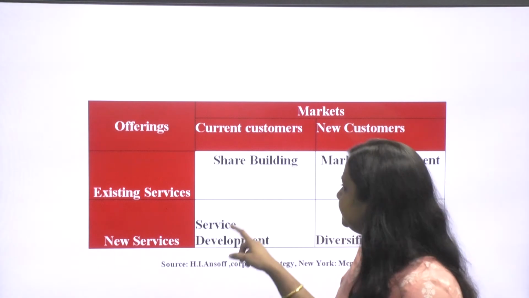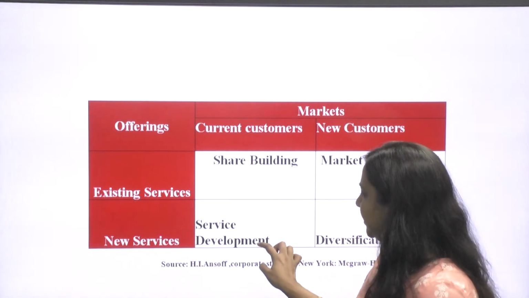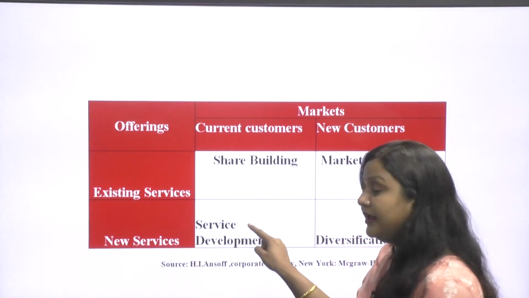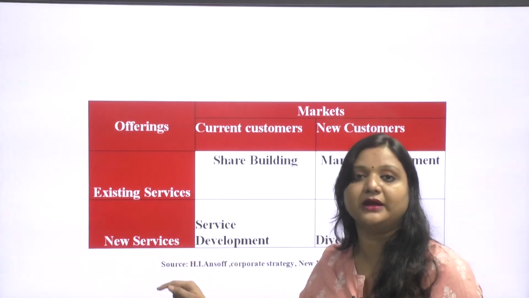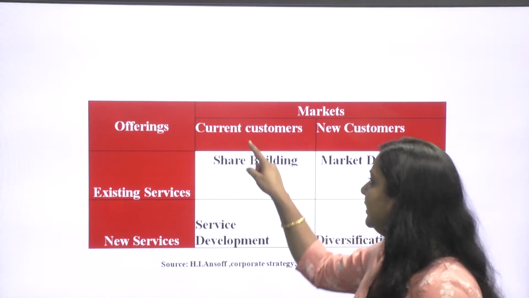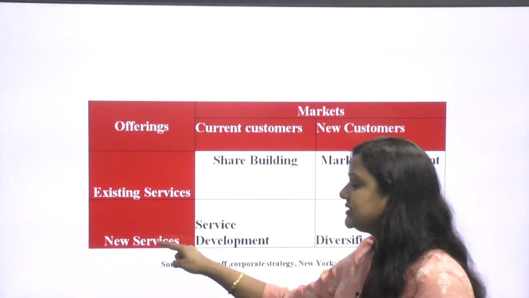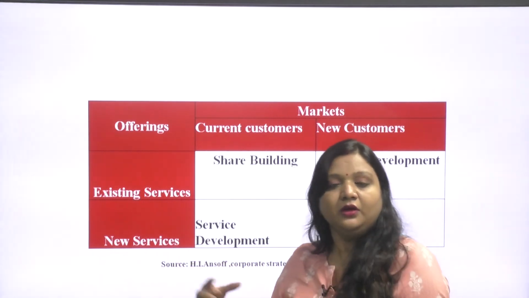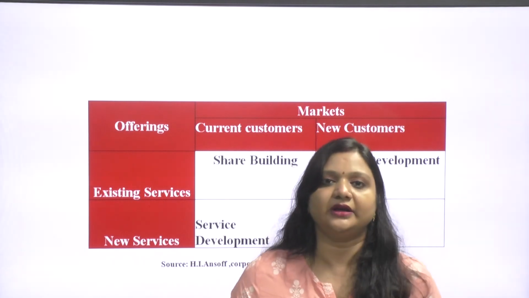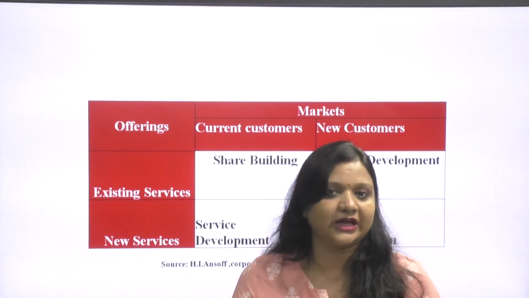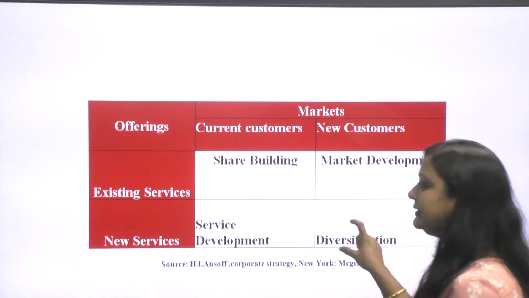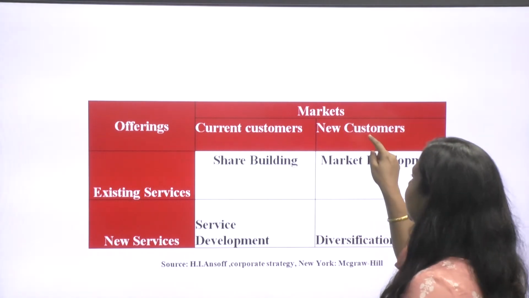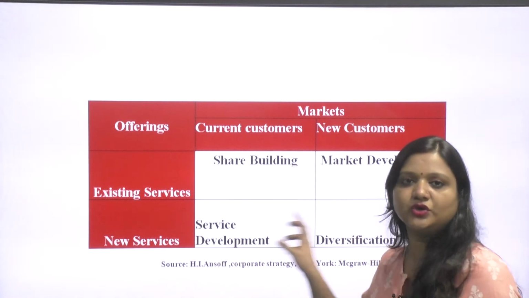New services, okay, look at this particular quadrant, service development. Here the customer is current, but the service is new. The customer base is the same, but the service provider is thinking to offer a new type of service to them. So, that is all about service development. And the last quadrant, that is diversification. Here the customer is new and the service is also new.